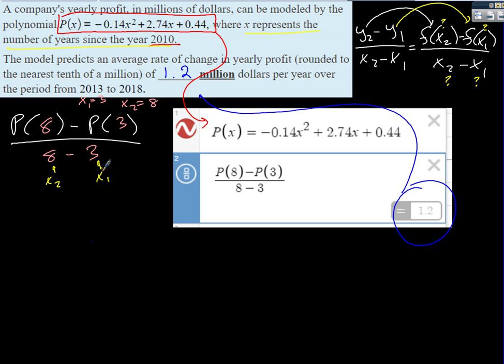And in Desmos, I saw a lot of people trying to do these things individually. They wanted to find p of 8 on one line, and then p of 3 on another line. And then they were going to input those numbers manually and subtract them. Don't do that. Just do this, right? Desmos makes it easy. In Desmos, you just put all this stuff in at the same time, and it knows what to do with that because you already told it what p of x is, right? So x2 minus x1 is 8 minus 3, and y2 minus y1 is p of 8 minus p of 3. Okay? You get the idea?